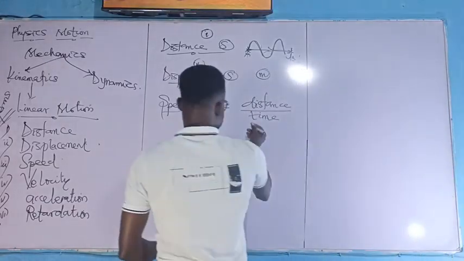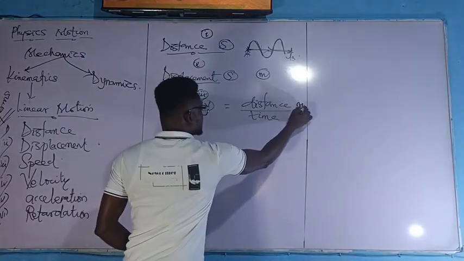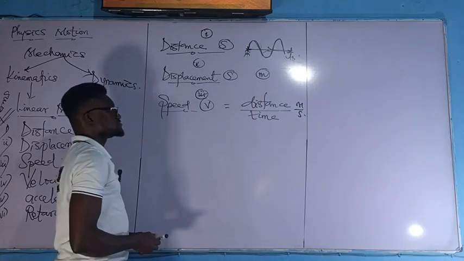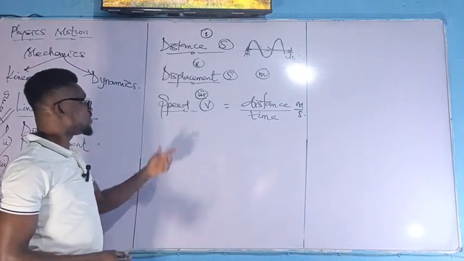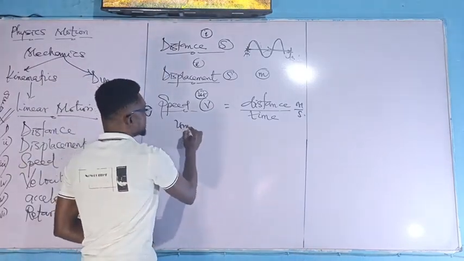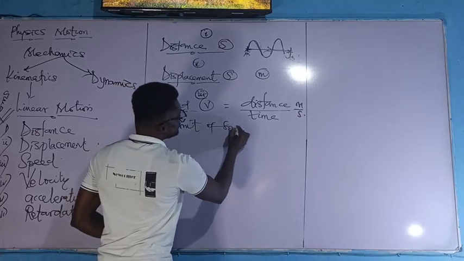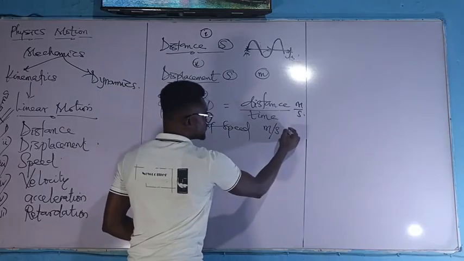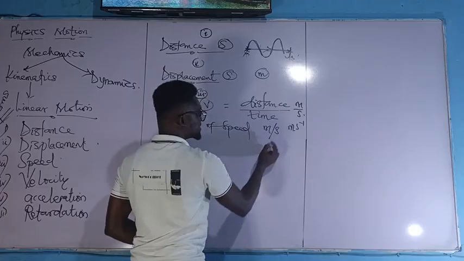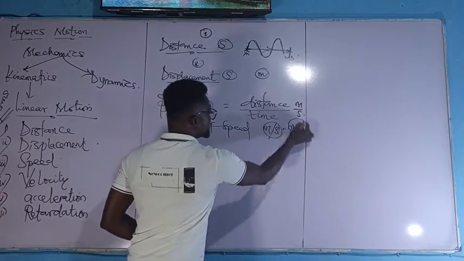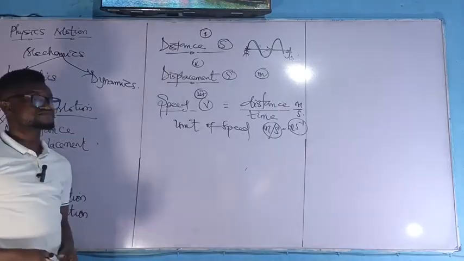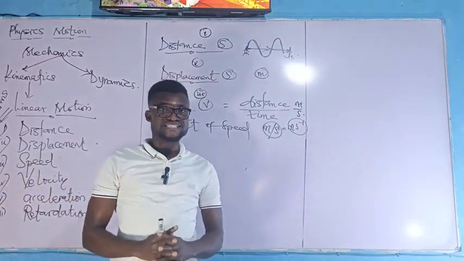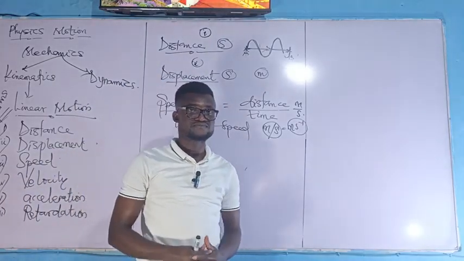Now, distance is measured in meter, while time is measured in seconds. Hence, we have the unit of speed as what? Meter per second, or in index form, meter per second. So any of these could be the unit of speed. Speed is a scalar quantity, meaning it has no direction.